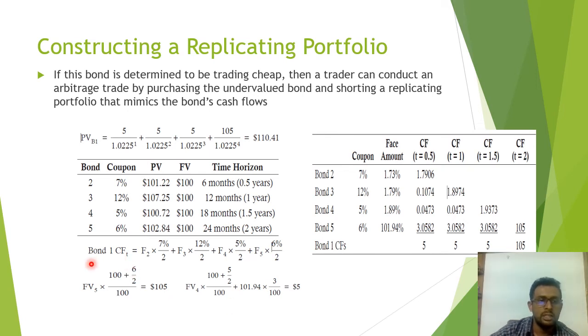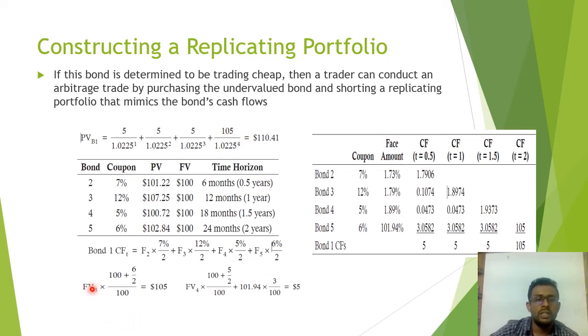So for mimicking the cash flows, bond one cash flow is equal to F2, the face percentage that we are going to take, into 7% by 2, plus F3 into 12% by 2, F4 into 5% by 2, F5 into 6% by 2. Likewise, we'll try to mimic the cash flows. This F5 into 6 by 2 should be equal to the last cash flow, that is 105.